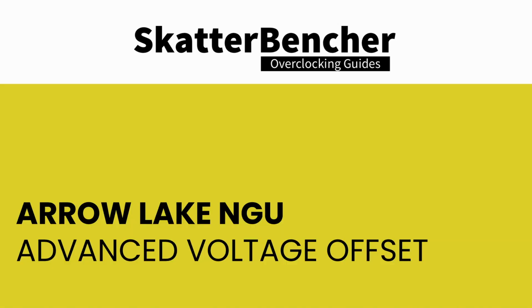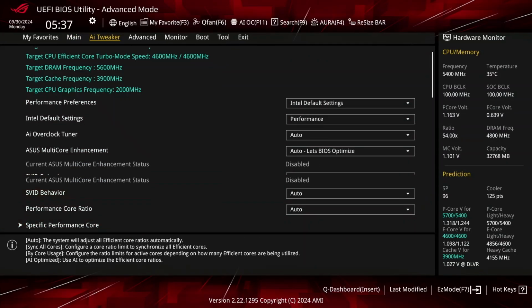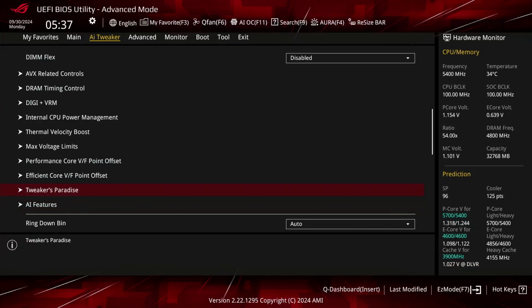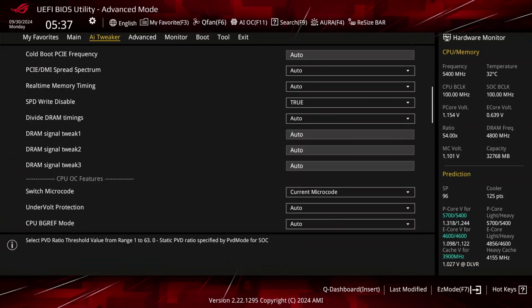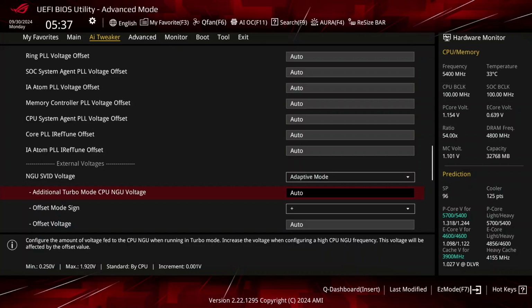Advanced voltage offset is available for the NGU. As I said, there are 4 available VF points, 3 of which are fixed to a specific ratio. The final VF point is mapped to the OC ratio, which is your manually configurable NGU ratio. In theory, you can set a voltage offset for each of these VF points. The final OC ratio's base voltage will be the manual set adaptive voltage. Unfortunately, the NGU VF points are not available in the ASUS ROG BIOS.